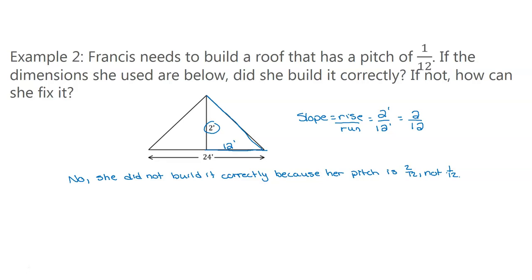So now in order to correct this, there are several things that she could do. One simple suggestion would be to simply change the height of the roof. Instead of having it 2 feet, she can have it 1 foot. And keep this at 24. So that means her slope would have a rise of 1 foot and the run would be 12 feet, like she should have. So now I'll say to correct this, she could change the height to 1 foot.